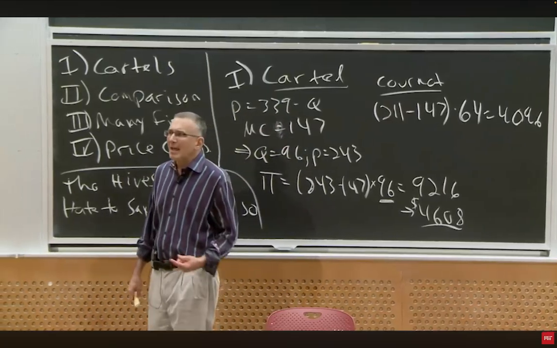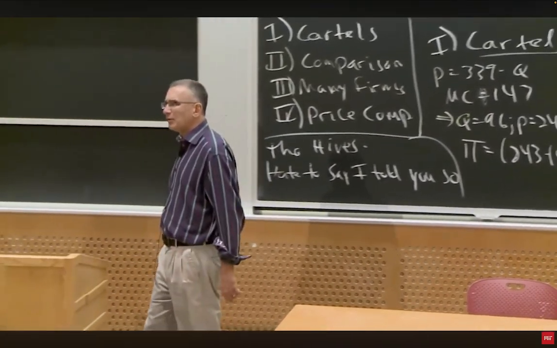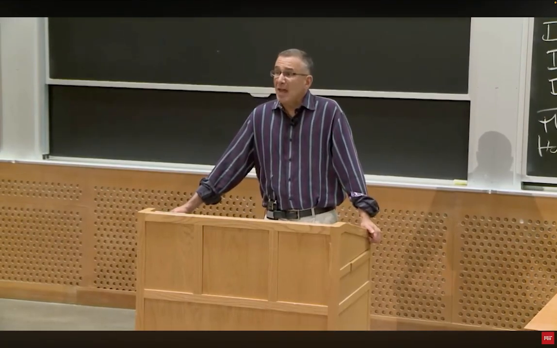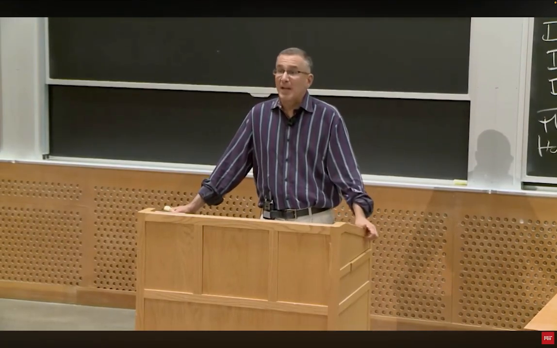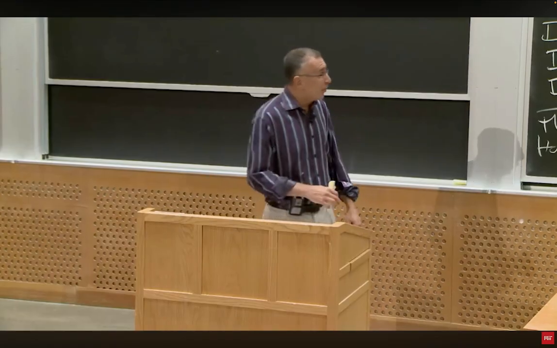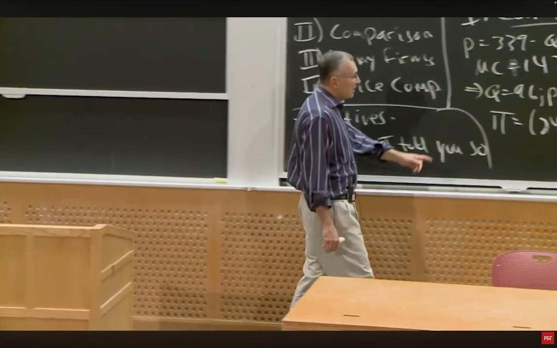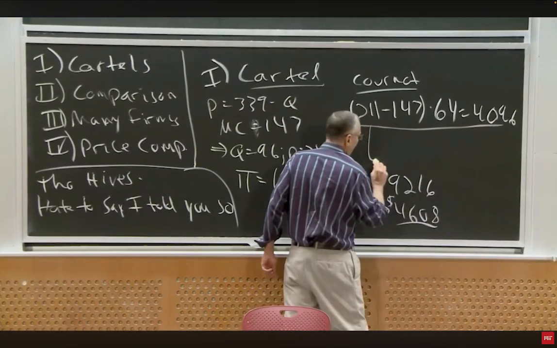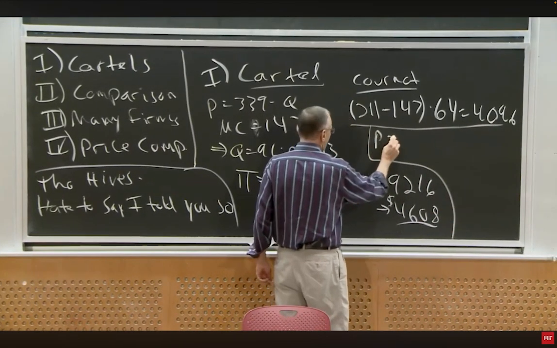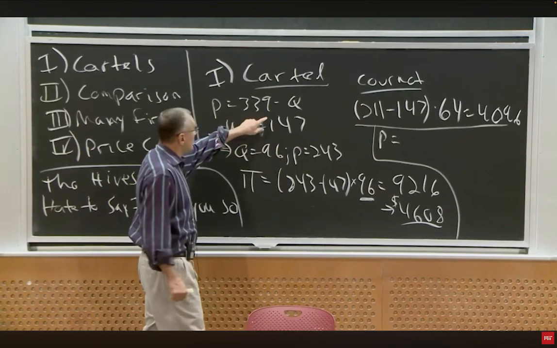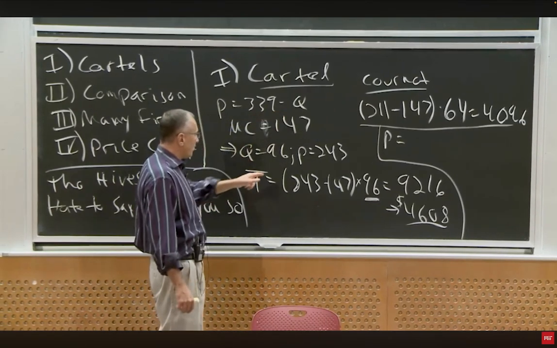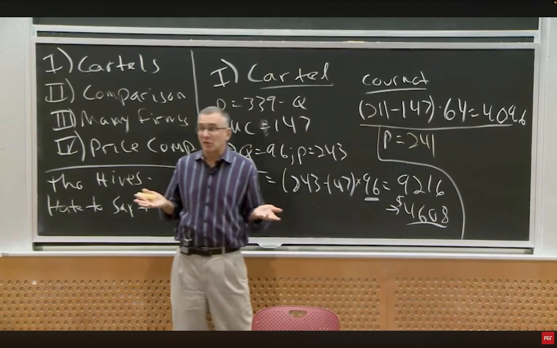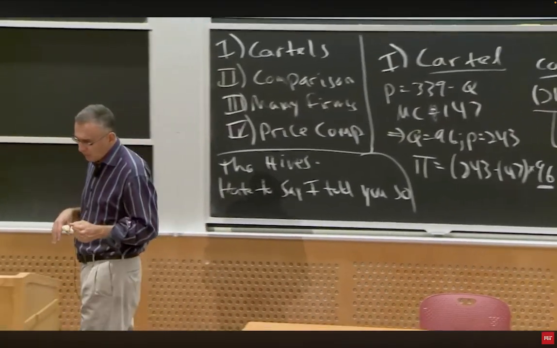Now American, without telling United, says, I'm going to do 50 flights. I'm going to up my number of flights to 50. Well, the only way American can do that, given the downward sloping demand curve, is by the price coming down. If American does 50 flights, that raises the total to 98. So the price falls from 243 to 241. The price has to fall if you're going to sell 98 flights instead of 96.